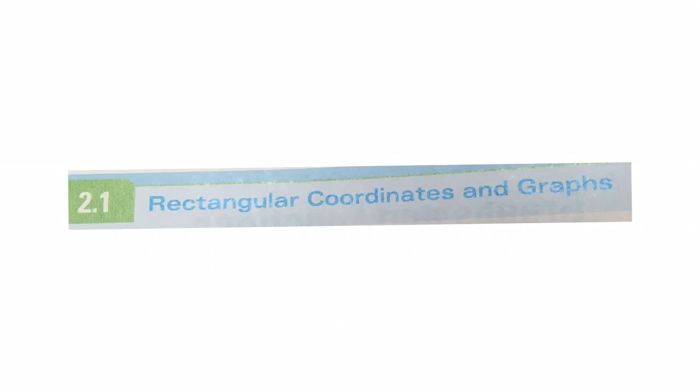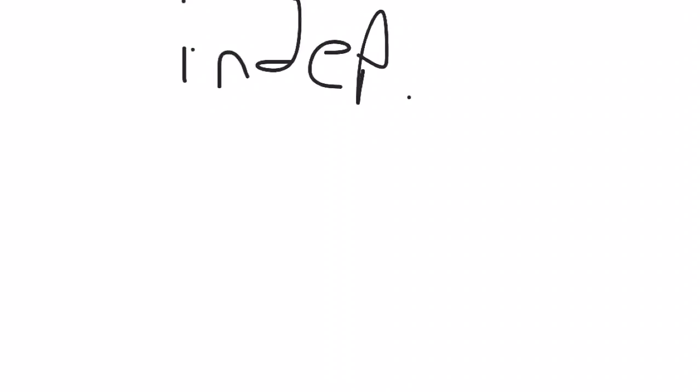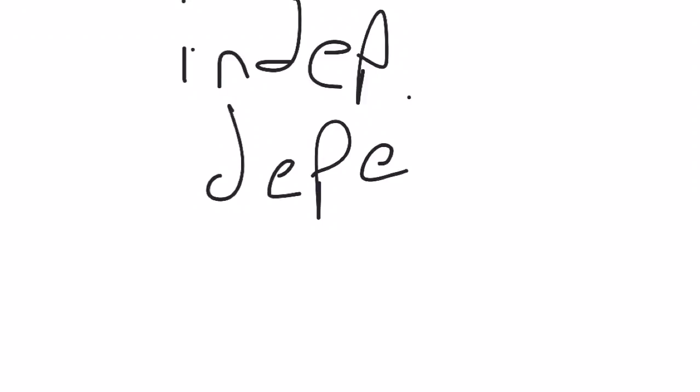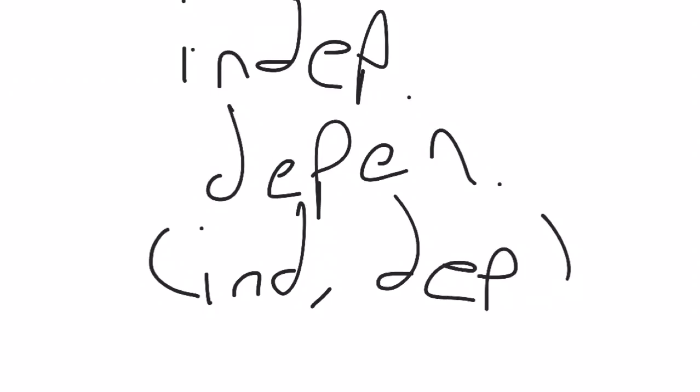Okay, this video will go over rectangular coordinates and graphs and the coordinate plane. But before we do that, let's go over the concept of ordered pairs. Ordered pairs consist of two values, the independent value and the dependent value. I abbreviated both of them just because they're really long and I know I don't have good handwriting. We write ordered pairs in parentheses with the independent value first and the dependent value second.